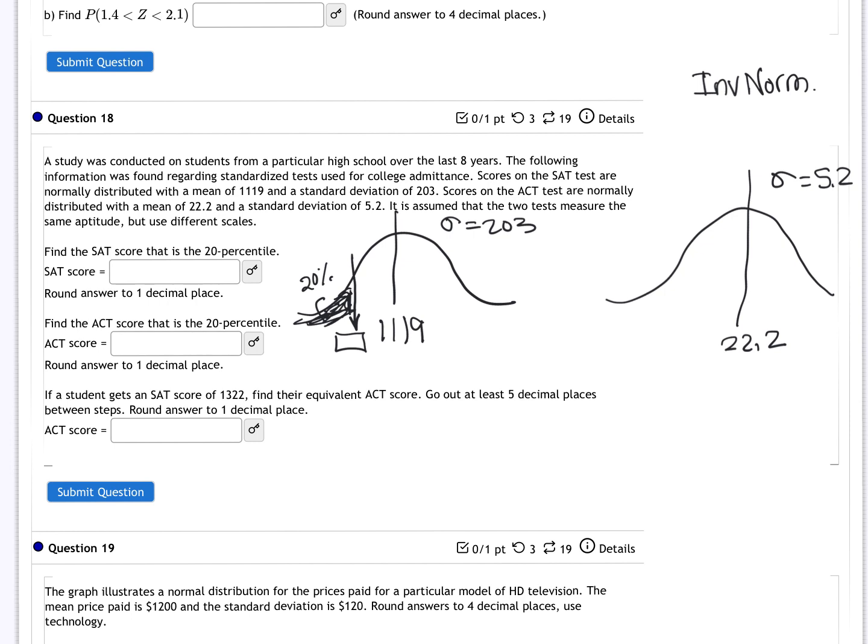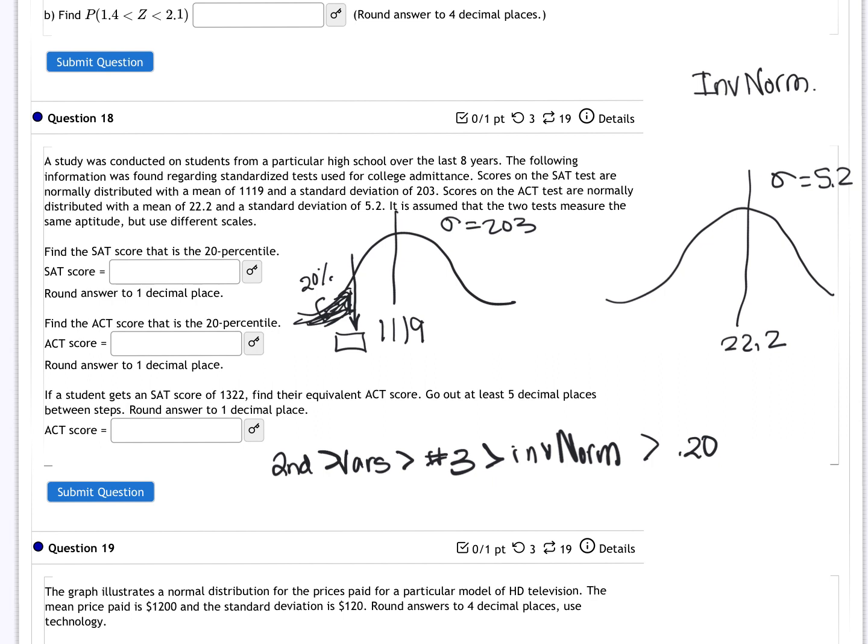Okay, so using the TI, I'm going to go second vars, which takes me to the distribution button. Now I choose number 3, which is the inverse normal. I apologize for that background noise. Number 3, which is inverse normal, and then hit enter. And it says, what area do you want? Well, I want the bottom 20%, so 0.2.